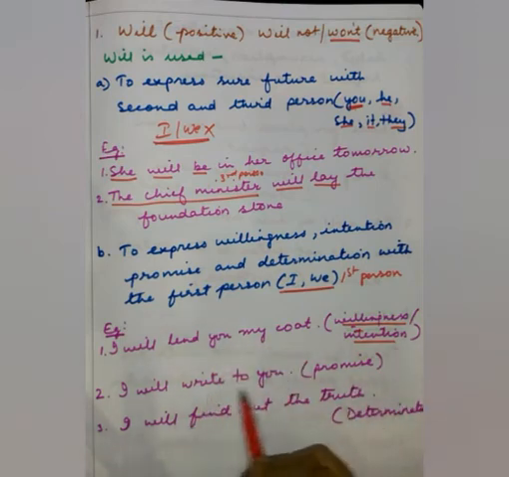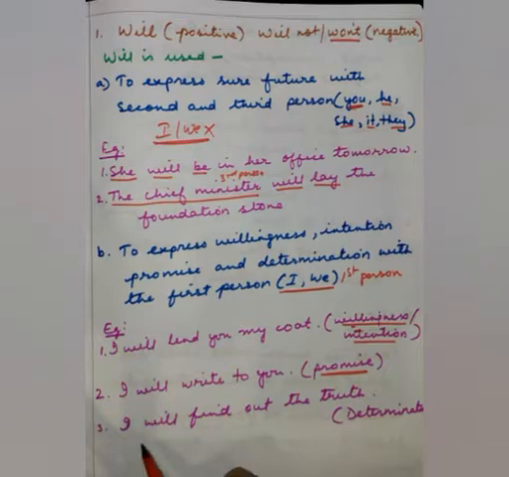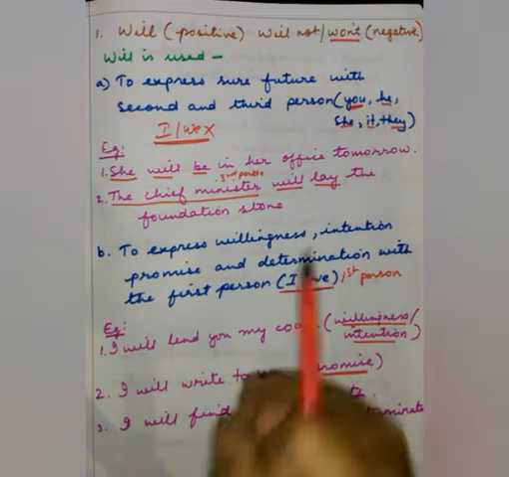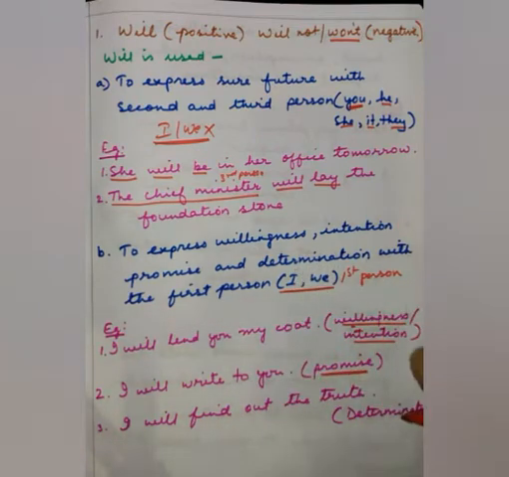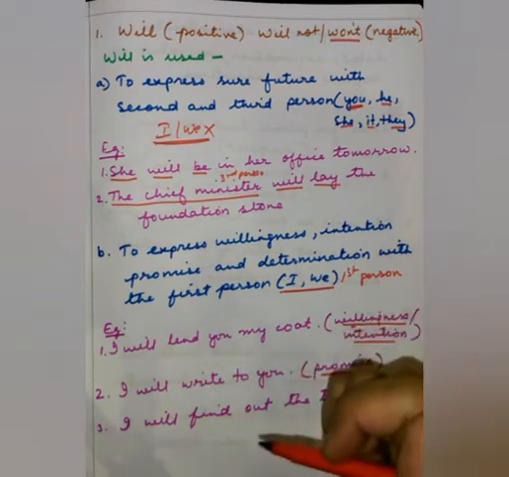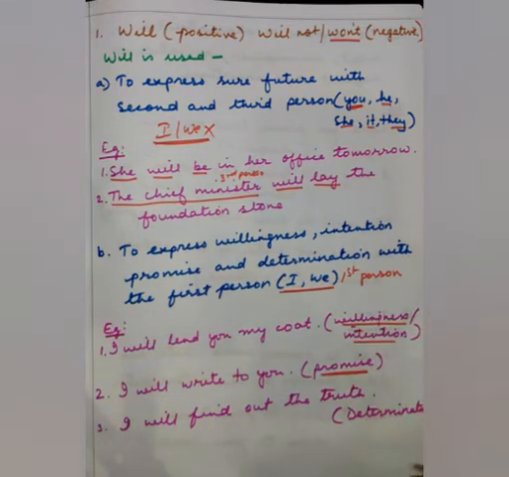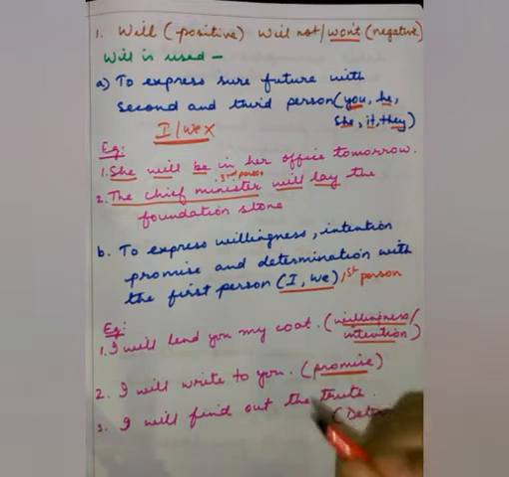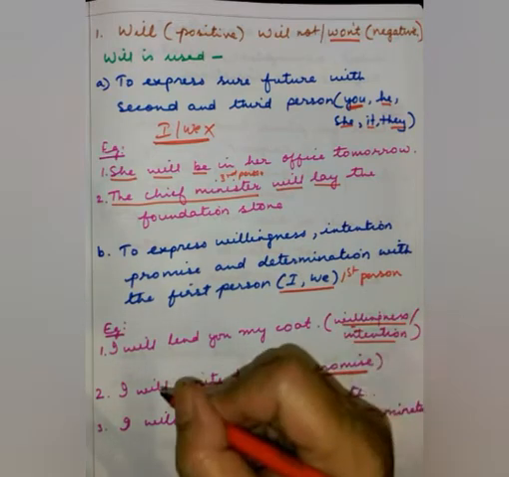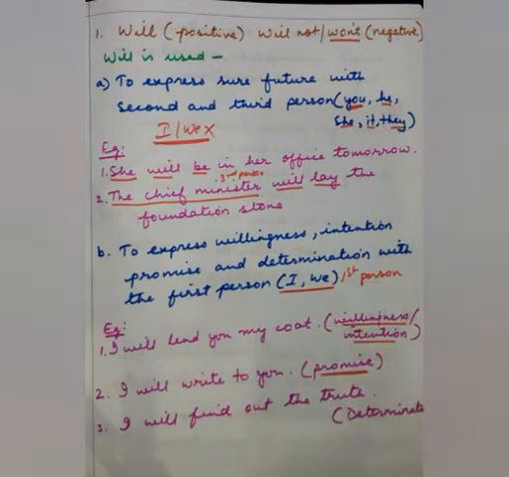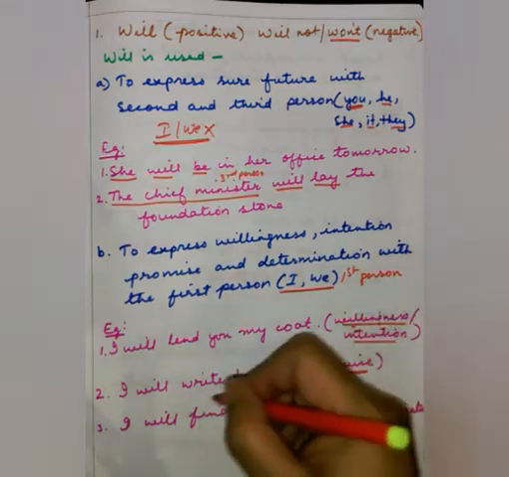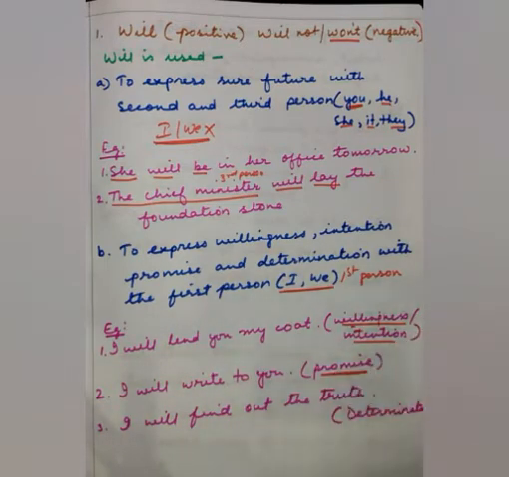Okay, then next one. I will write to you. Promise. I promise I will write to you. That means your intentions, you have promised. Next one. I will find out the truth. That is determination. That shows determination. So it depends on the sentences that you want to write, and it is to express all these willingness, intention, promise, determination with the first person. It's what's there in your mind. This is what is called conception of the mind.